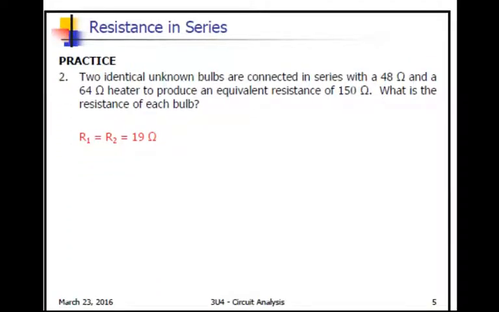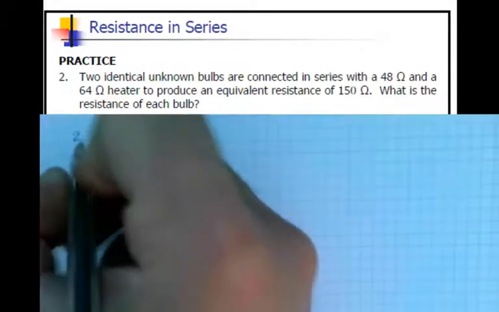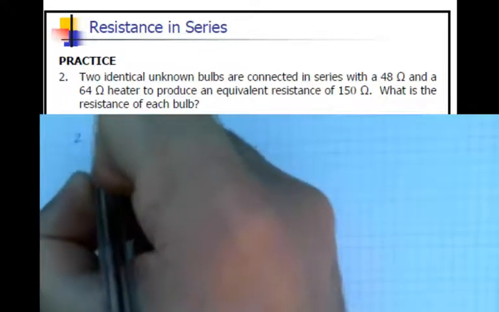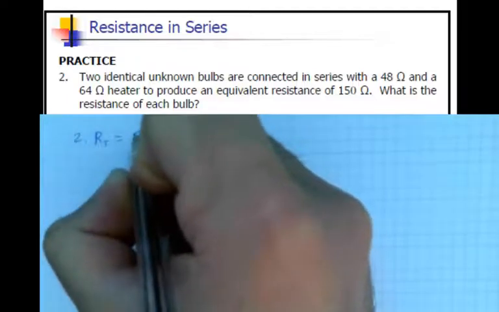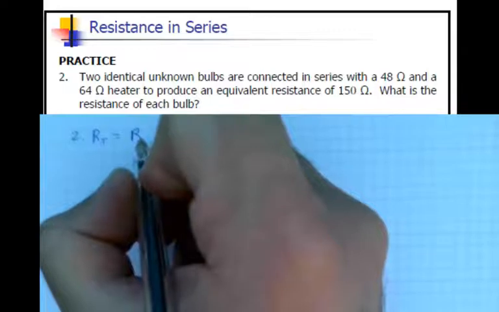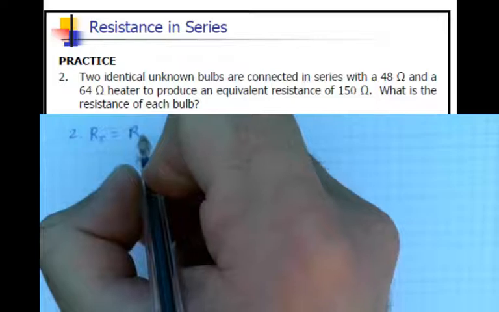Another question here. It says two identical unknown bulbs are connected in series with a 48 ohm and a 64 ohm heater to produce an equivalent resistance of 150 ohms. What is the resistance of each bulb? So now we'll have to do a little bit of an algebraic analysis here. Essentially what this question is saying is our RT is equal to the resistance of our bulbs with a 48 ohm and a 64 ohm heater.